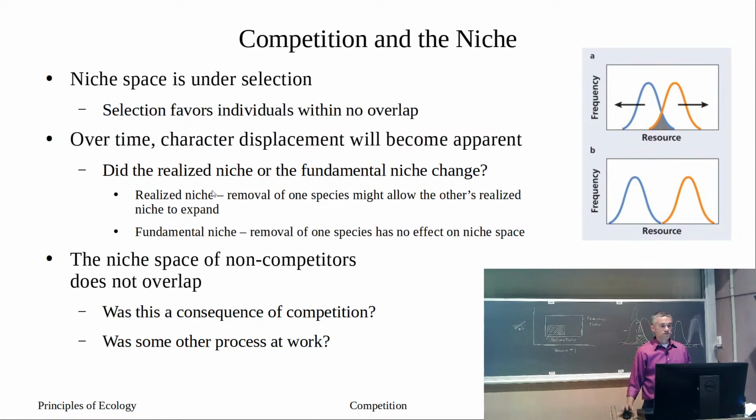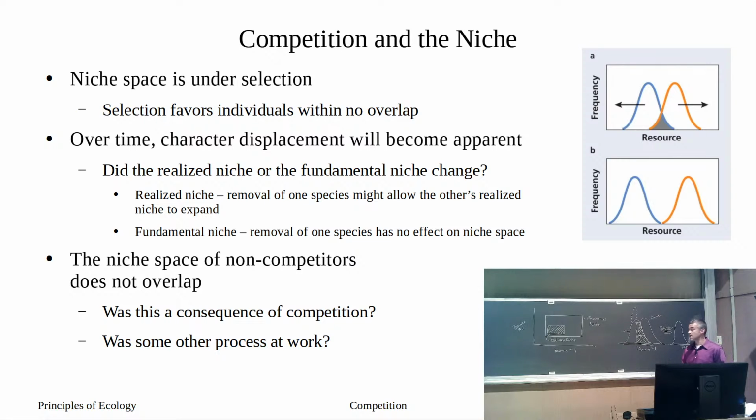All right? So, niche space is under selection. Selection is going to favor those individuals with no overlap. And then over time, our character displacement will become apparent because we're reducing our overlap. Now, the question is, did the realized niche or the fundamental niche change? That's the question to get at what happened. Did we have partitioning or did we actually have character displacement?